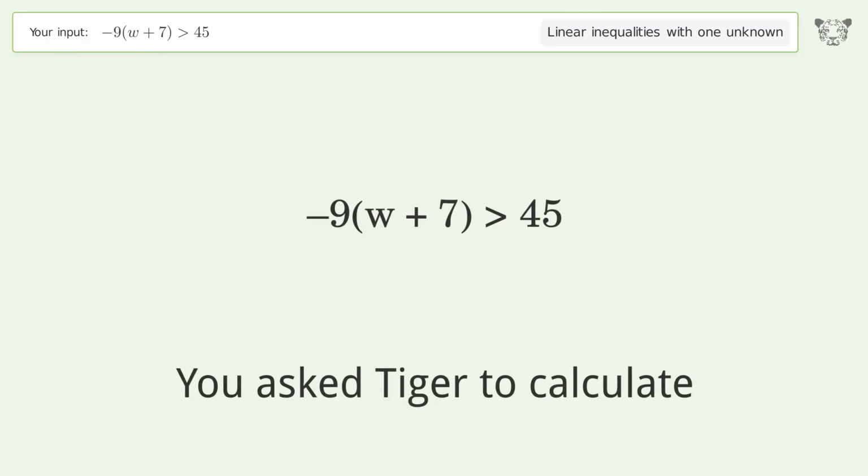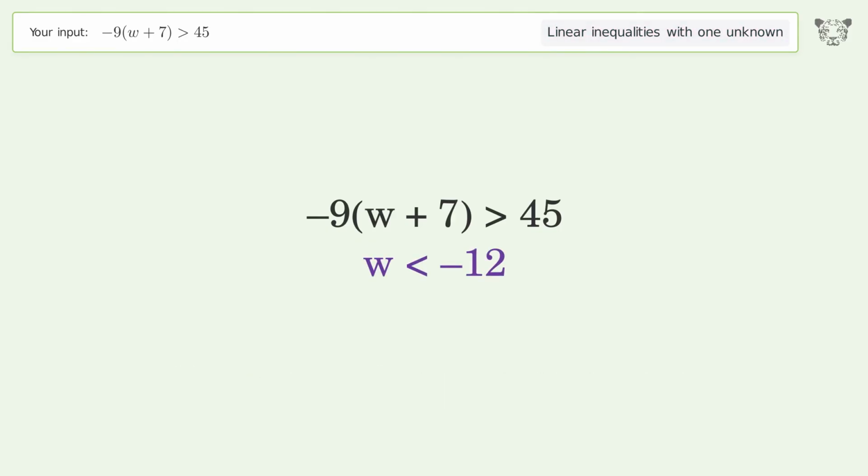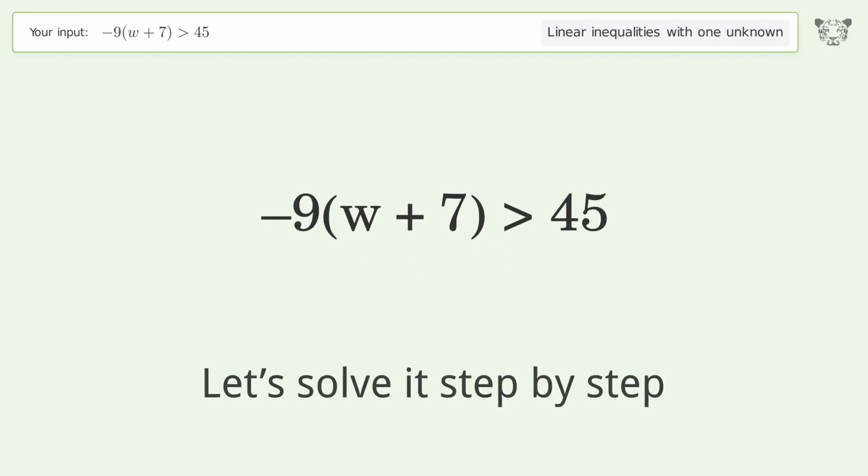You ask Tiger to calculate. This deals with linear inequalities with one unknown. The final result is w smaller than -12. Let's solve it step by step.